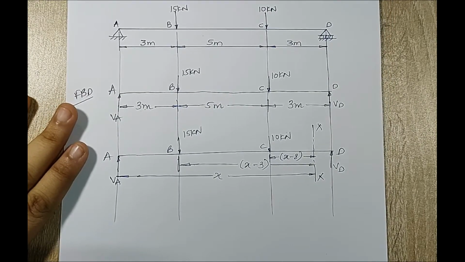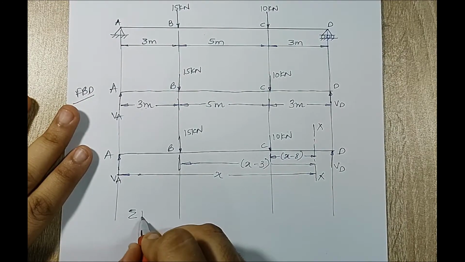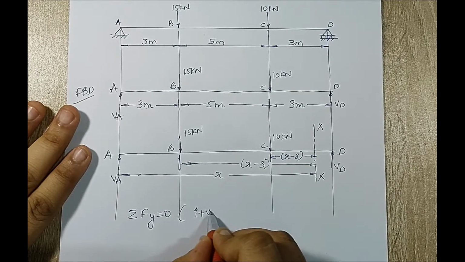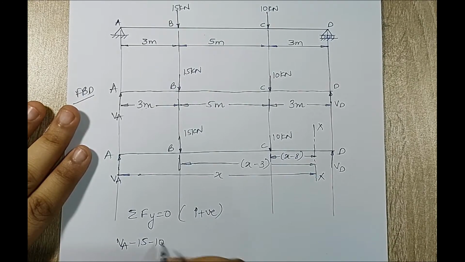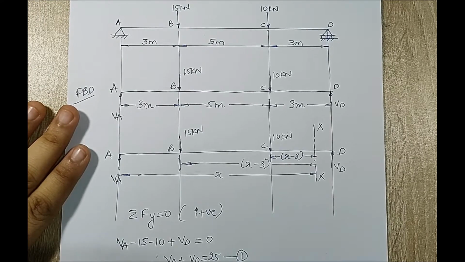I will first start with the basic condition of equilibrium, that is summation of force in y direction is equal to 0. Any force going upward will be considered positive. So VA is going upward, minus 15, minus 10, plus VD is equal to 0. Therefore, VA plus VD is equal to 25. This is my first equation.